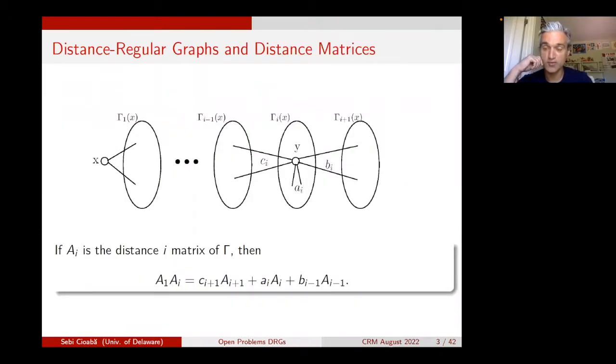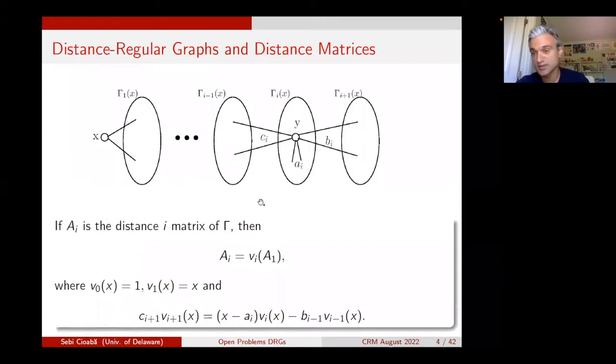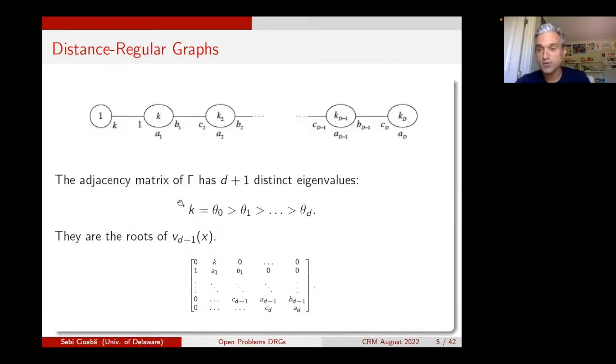Now you have a way of representing this definition in terms of matrices, and you can use the distance i matrix of gamma, where the rows and columns are the vertices of the graph, and you put the 1 in the position xy if the distance between x and y is i. And the previous relation can be written in this matrix form, and therefore from here you can get that each of these matrices A_i is a polynomial of degree i in the adjacency matrix, which is the distance 1 matrix A_1, and these polynomials form a sequence of orthogonal polynomials with these initial terms and this recurrence relation.